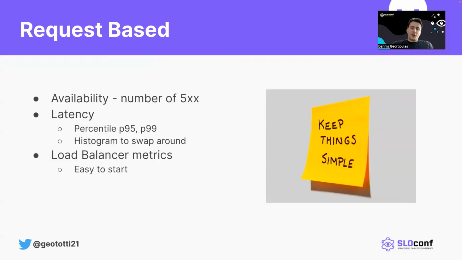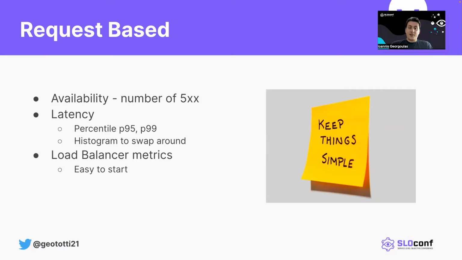But first, let's talk about request-based SLIs. So the most simple SLIs I will use will be around availability and the number of 500 status codes that you get in your requests. This is a great starting point for the majority of the applications you have in your infrastructure. The next one will be latency. And in this case, you can use percentiles and set targets around them, or you can use histograms to have more flexibility and change targets in the future.